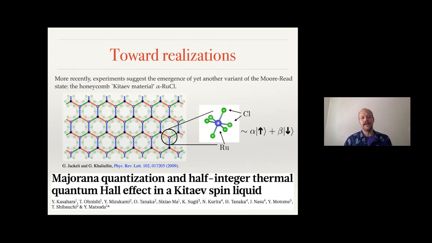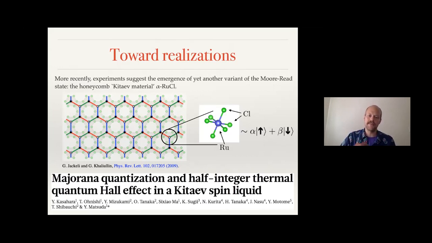Okay. And then it was recently observed by Kasahara et al. that there is a half-integer thermal Hall conductance, which is consistent with this material realizing the Ising non-Abelian topological order. And so today what I'll assume is that we have a material which realizes the Ising topological order and ask, are there ways that we can probe it using electrical leads?